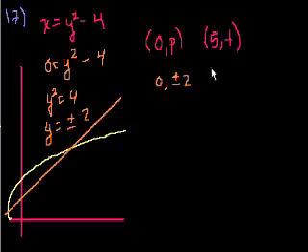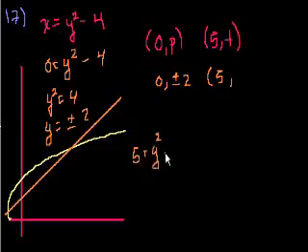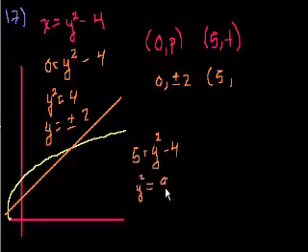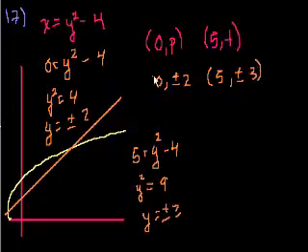And then what does this equal? So if x is equal to 5, what is t? What could this term right here be? So let's see. 5 is equal to y squared minus 4. Y squared is equal to 9. Y is equal to plus or minus 3. So this is plus or minus 3. Fascinating. It's plus or minus 3.